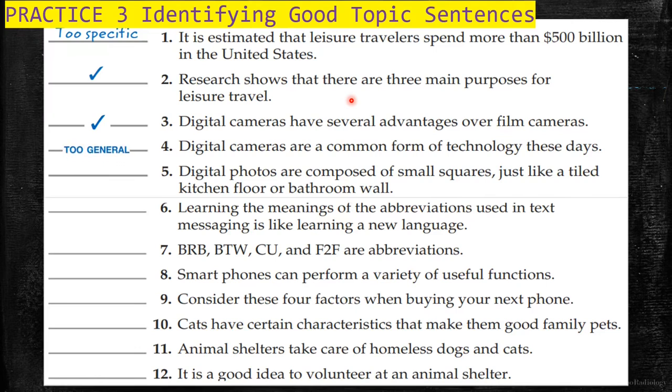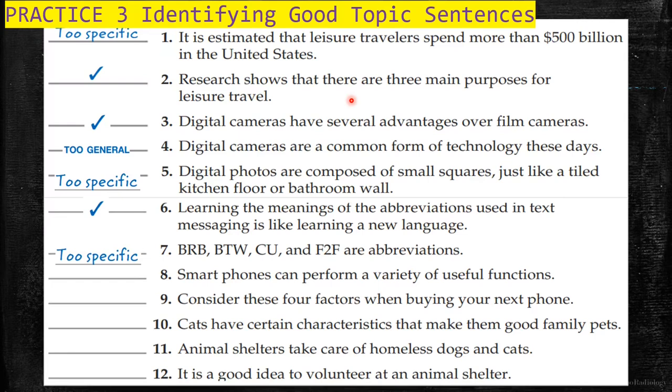Digital photos are composed of small squares, just like a tiled kitchen floor or bathroom wall. Well, for me it is too specific because it is the definition of a pixel. It's too specific. Learning the meaning of the abbreviations used in text messaging is like learning a new language. Well, yeah, it's a good topic sentence. BRB, BTW, CU, and F2F are abbreviations. Well, it is too specific and probably one of the worst things that you can put as your topic sentence.